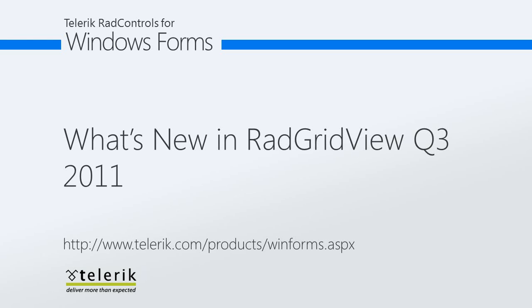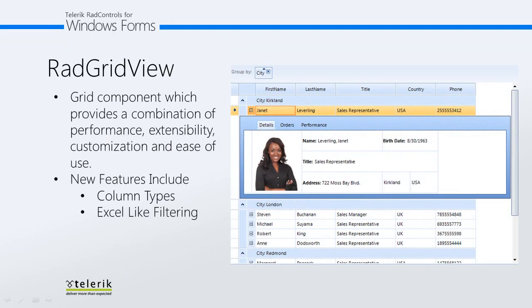Today we're going to look at what's new in the RadGridView Q3 2011 release. RadGridView is part of the Telerik RAD controls for Windows Forms control suite. RadGridView is a grid component developed on top of Telerik's Presentation Framework, which provides a combination of performance, extensibility, customization, and ease of use. Its flexible hierarchy model allows for using different data providers and creating highly interactive interfaces for display and management of large data without performance loss.